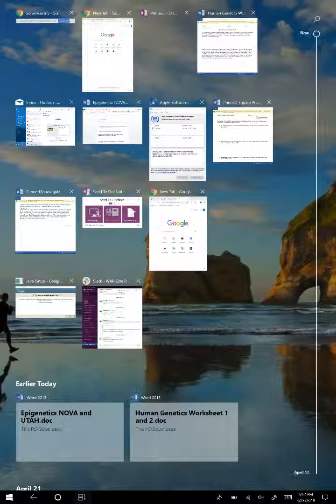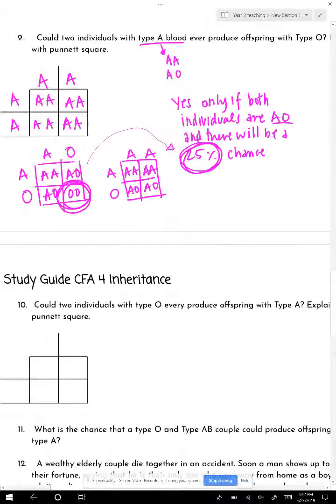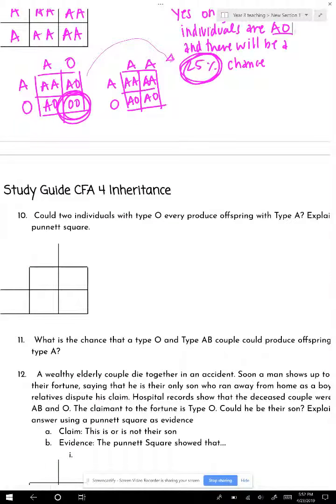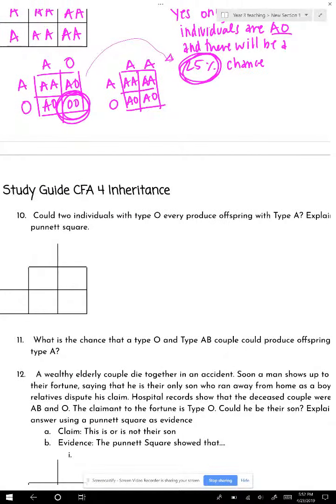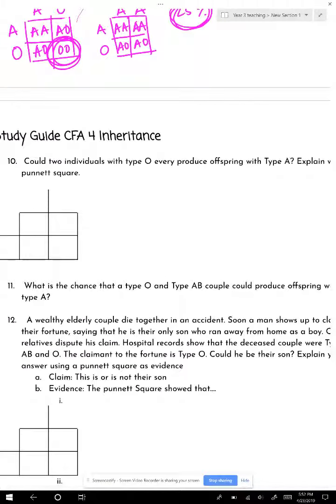Guys, so we're going to go ahead and start talking about number 10. We're going to do another one of these explain problems, which is super important for you guys to be able to explain these blood type problems with the evidence in your Punnett squares, right? So our type A, right? And we're dealing with type O.